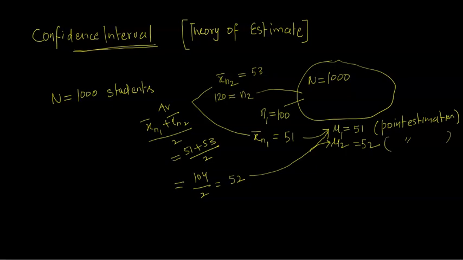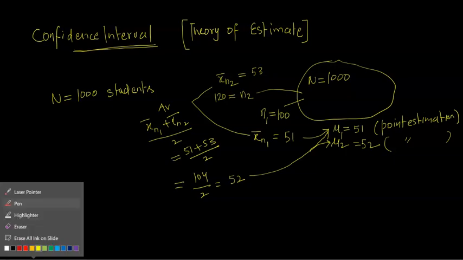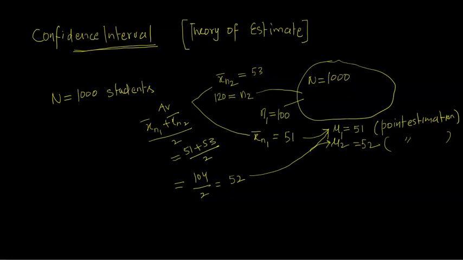So I can further improve it. I can take 3 samples, 4 samples, keep on doing it. That is one way I can do that. And that particular thing is called point estimation.